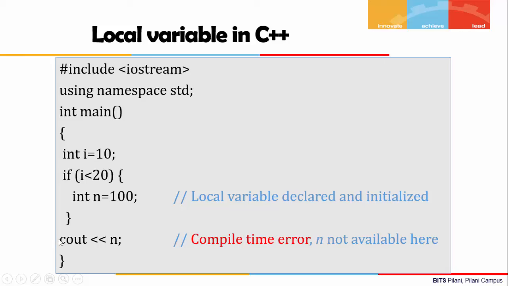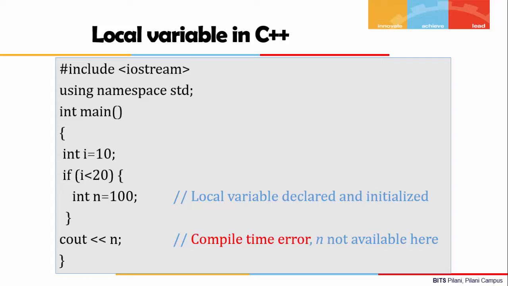Now look at another example where we have local variable n. So this is main, and we have n which is declared inside the condition scope. This is the condition scope. Once the condition scope ends, the value of n also is unavailable. So when we try to print n again, we get a compile time error as n is not available here. The scope of n is between these two braces.